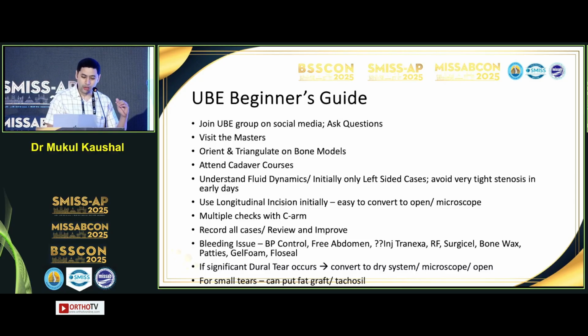Very important to use longitudinal incisions initially, because if your OR time is increasing, you can just connect them, put in a microscopic tubular retractor, or convert to open. Take multiple checks with the C-arm, record all your cases, review and improve. If you are stuck with bleeding, control your blood pressure and keep the abdomen free. I tend to use injection tranexamic acid a lot.